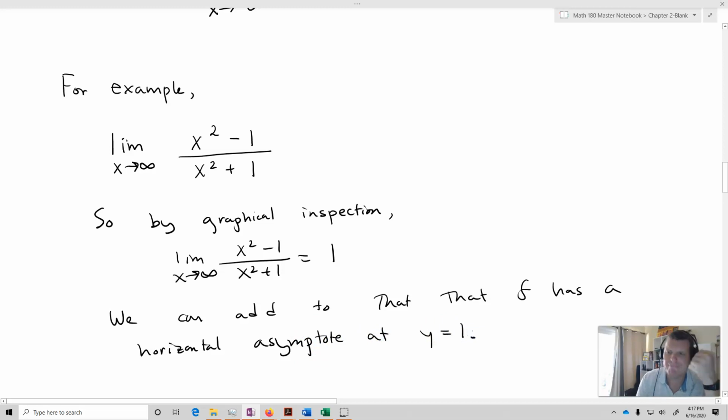So we found the limit. The limit actually is pretty much synonymous, if it exists, with having a horizontal asymptote. So that's our asymptote. Link the two. Link the two in your mind as you're reading.